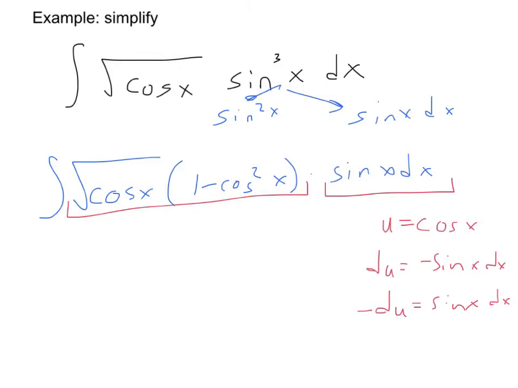So now that I have that, I can rewrite my integral. This will be the integral of the square root of u times 1 minus u squared times negative du. I'm going to pull the negative to the front and put the du on the end. Once again, how awesome is this? We did one little change in the beginning, a substitution, and right away all the trig is gone and we have a nice reasonable integral.